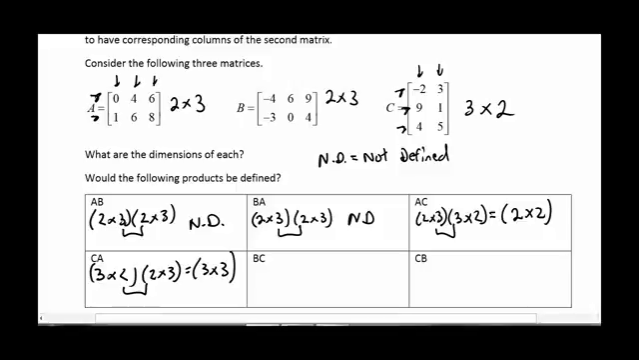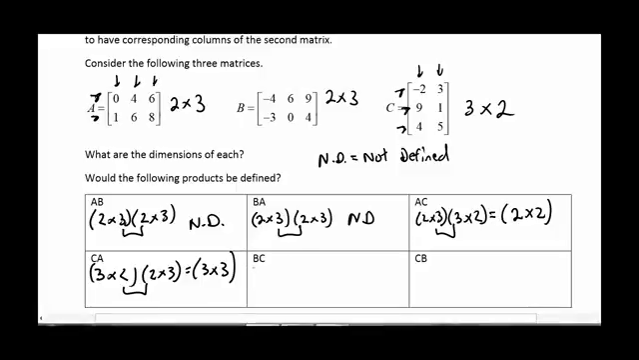Now let that sort of sit in your head for just a minute. So if AC works and CA works, but notice I don't get the same dimensions. A times C is going to be a smaller square matrix, a 2 by 2, but C times A is a larger one, a 3 by 3. So we kind of have to wrap our heads around that one. It's kind of a weird sounding rule that the way you multiply changes the type of answer you get. Let's look at BC.